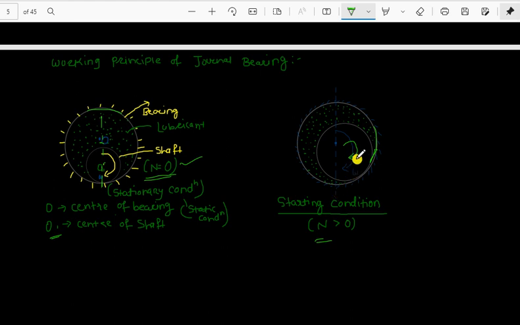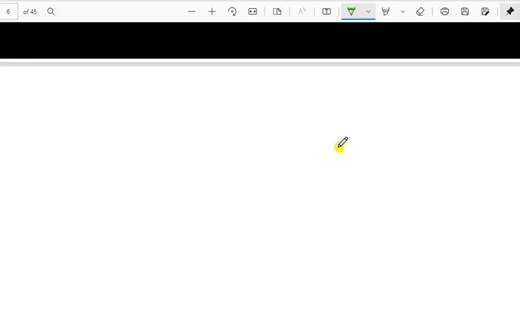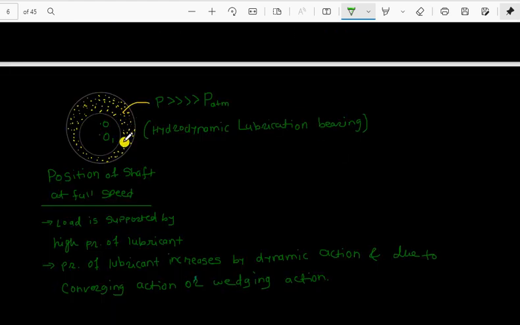Once it attains a particular higher speed, then what will happen? Because of this fluid or lubricant, a dynamic pressure will be generated due to the motion of this fluid, because rotation of this shaft will also rotate this fluid lubricant. So what will happen? There will be two principles in this bearing which will cause to lift this shaft. You will see in the next figure. This pressure will increase due to the dynamic action of the lubricant as well as due to the converging action.